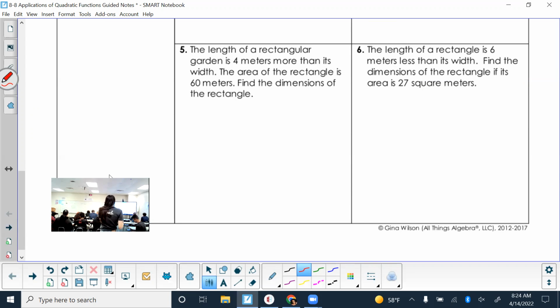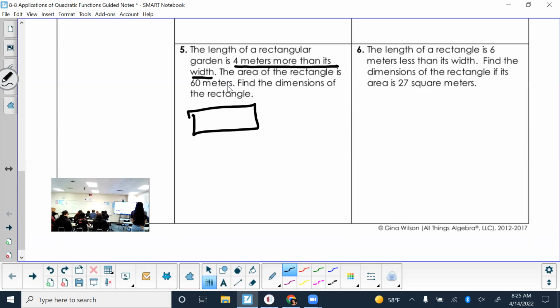So number 5, it says the length of a rectangular garden is 4 meters more than its width. And the area of the rectangle is 60 meters. Find the dimensions of the rectangle. So it's 4 meters more than its width. Do we know what the width is? Does it say anywhere in here like the width is this?